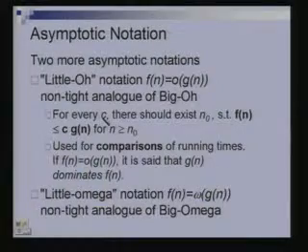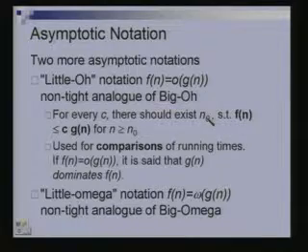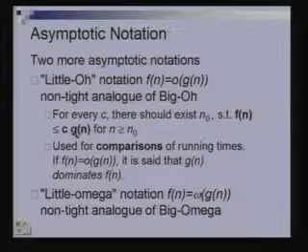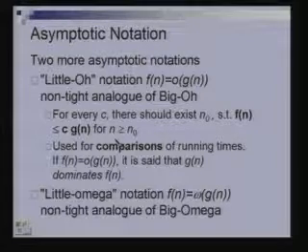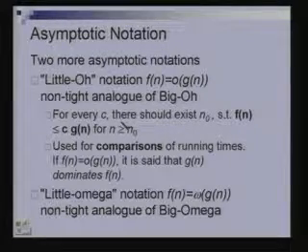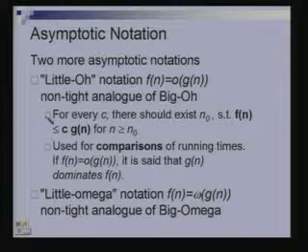So the formal definition for little o is that for every constant c, there should exist some n naught such that f of n is less than c times g of n for n more than n naught. How is it different from big O? There it said there exists a c and an n naught such that this is true. Here we want to say for every c there should exist an n naught for which this is true.